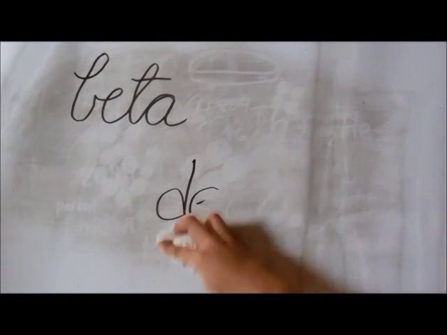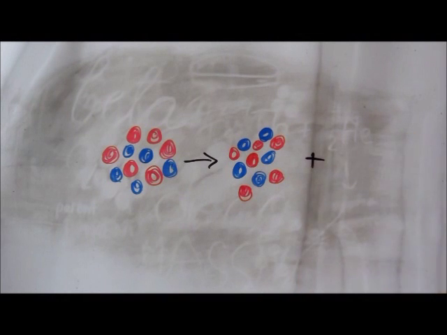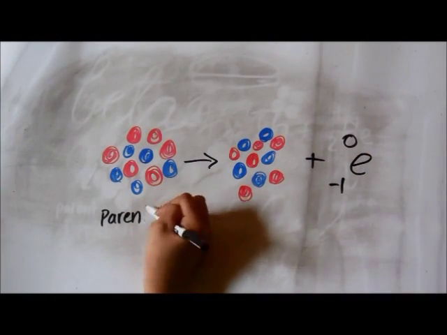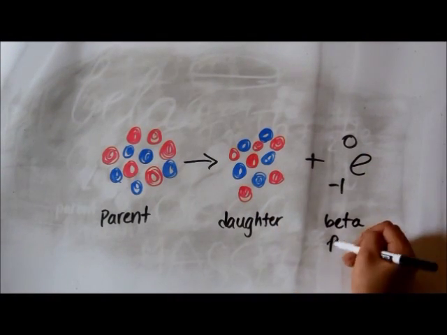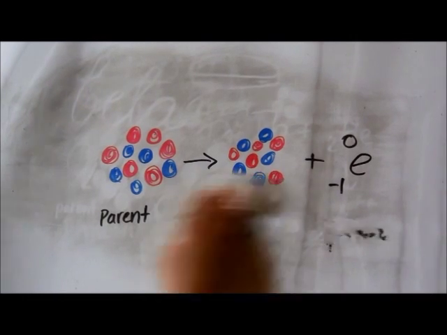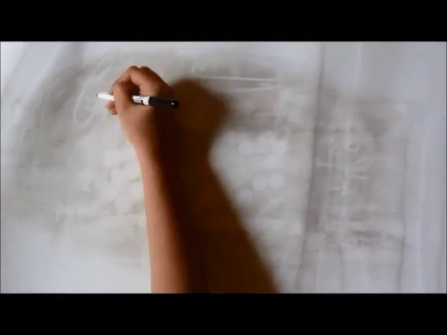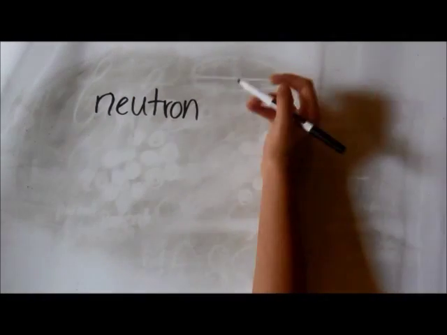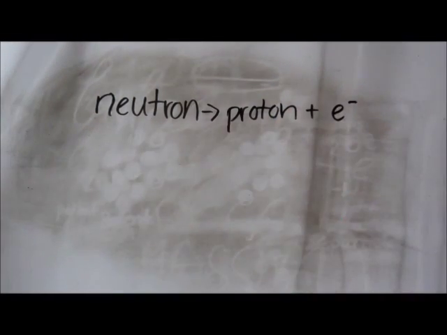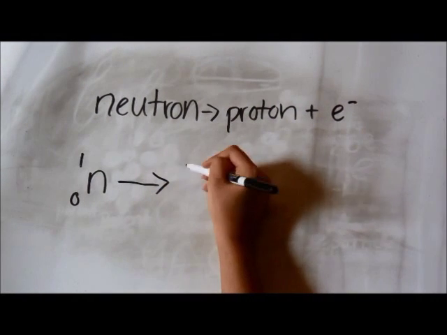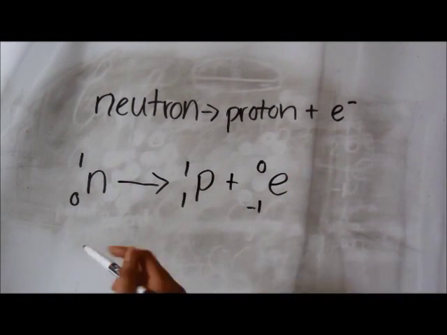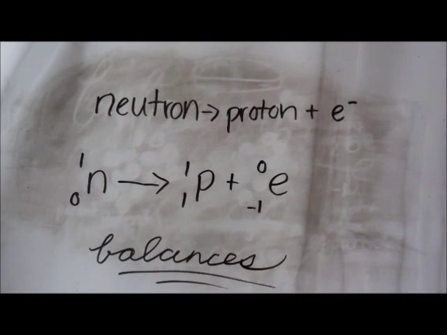Beta decay. Beta decay occurs when an unstable nucleus emits an electron. But wait, how can a nucleus made only of protons and neutrons emit an electron? In an unstable situation, a neutron actually has the ability to transform into a proton, which then allows an electron to be emitted. It's easier to understand when looking at the nuclear equation of beta decay. See how everything balances out?